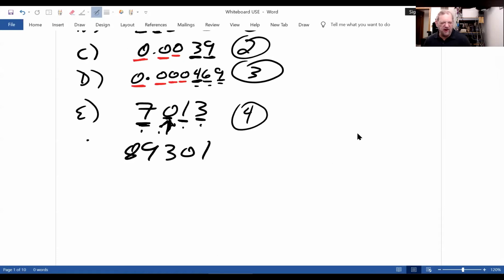All non-zero numbers are significant. 1, 2, 3, 4. Oh, a zero, that may or may not. Notice it's confined between two non-zero numbers. So it's significant. 1, 2, 3, 4, 5. So this has 5 significant figures. Now, zeros at the end without a decimal point are not significant.